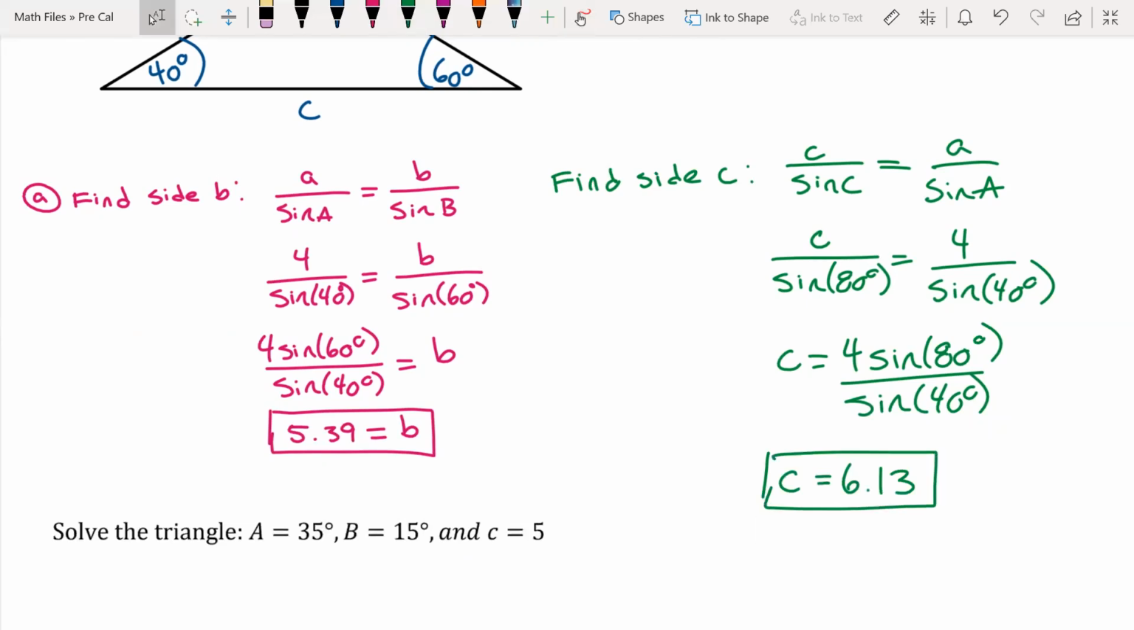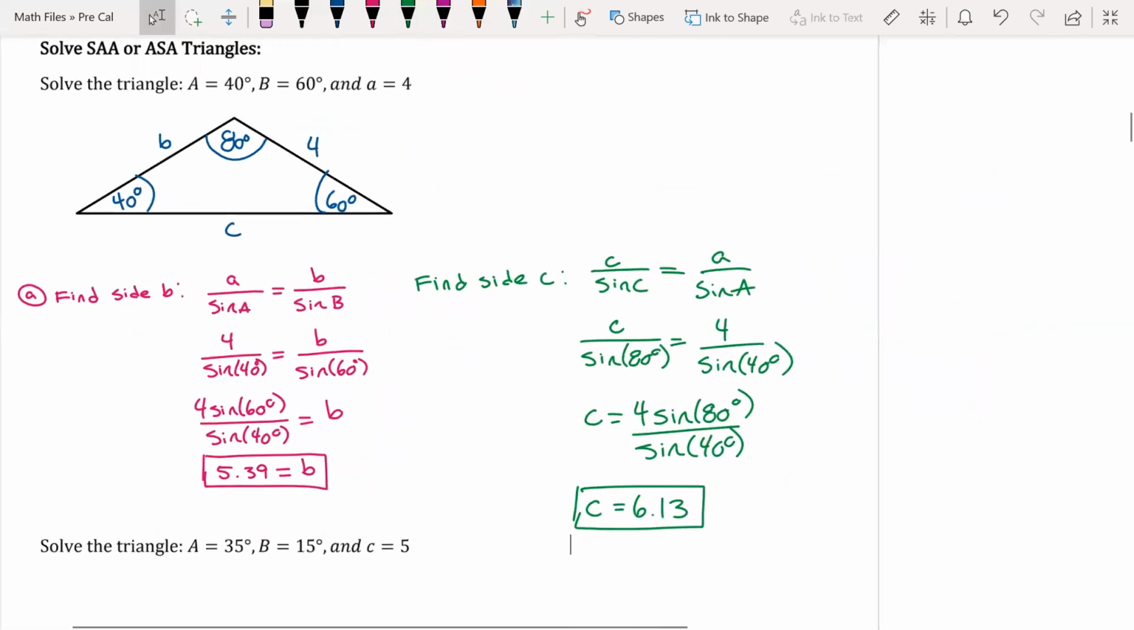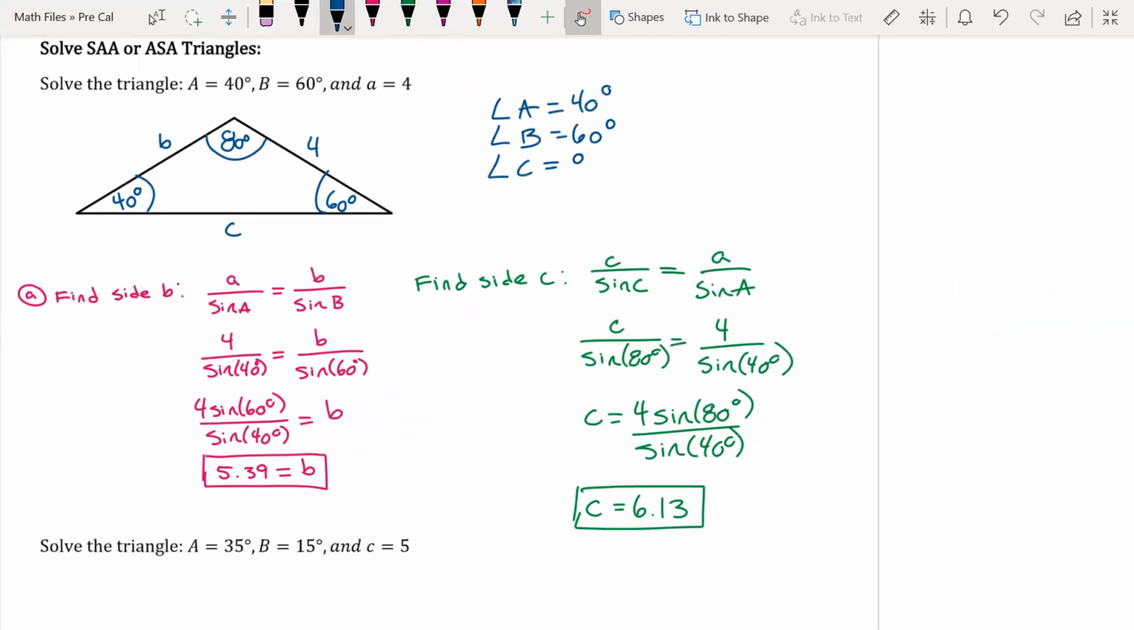There you go. We have found all the pieces. So I guess we could label that, right? Angle A, angle B, angle C, 40, 60, 80, and then A, B, C for 5.39 and 6.13. Okay.